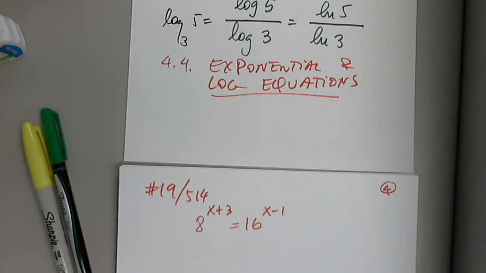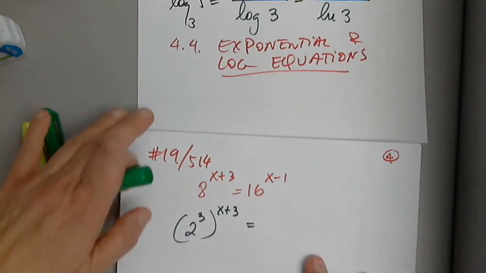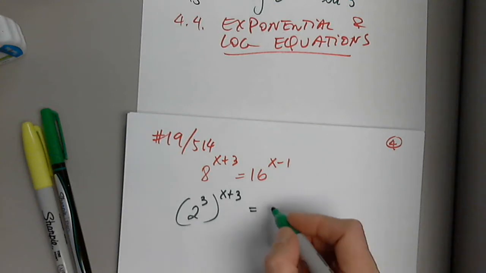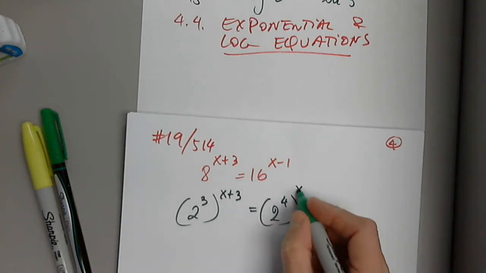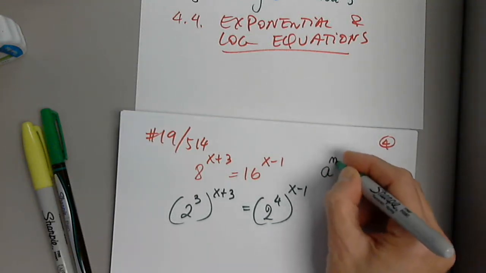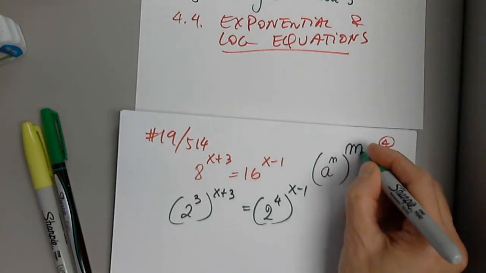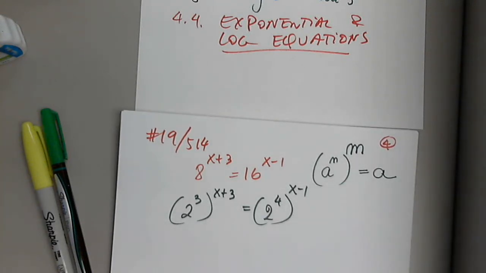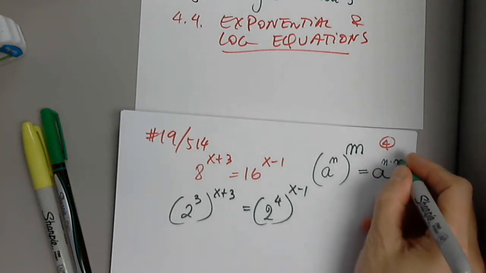Yes, I can. So then the left-hand side can be changed into 2 to the 3, everything to x plus 3. And the right-hand side will be changed into 2 to the 2, everything to x minus 1. Now I have to dig deep. There is a property that says a raised to the nth power, everything to another power m. I copy the base. What happens to the exponents? Not log yet. Multiply, awesome. N times m.